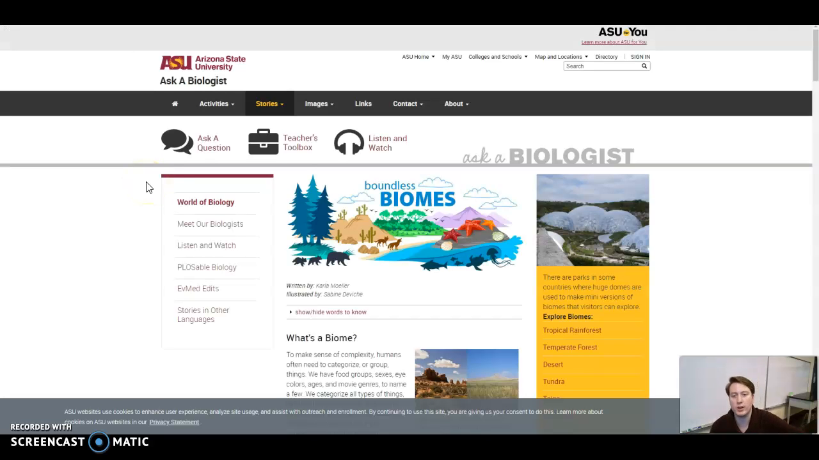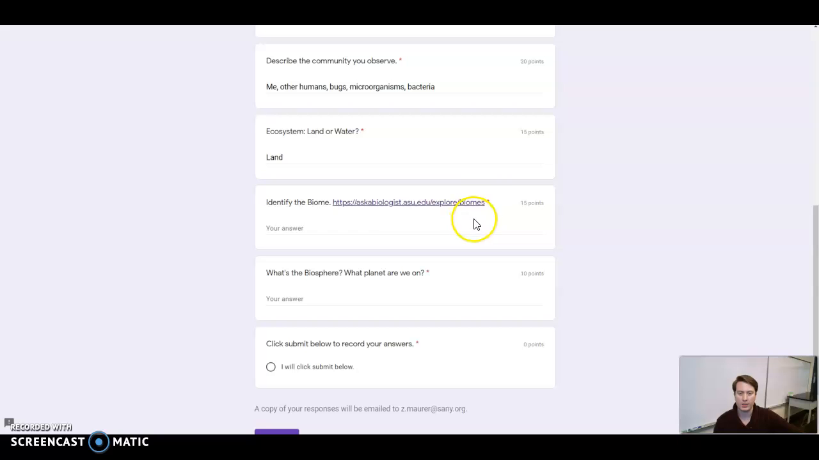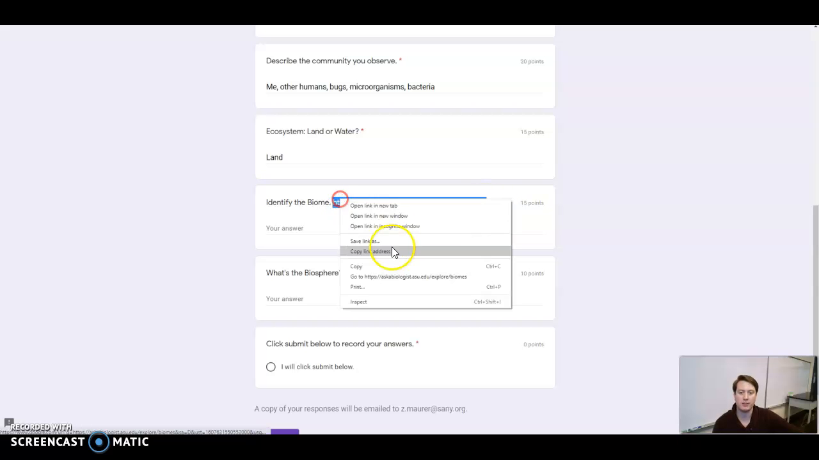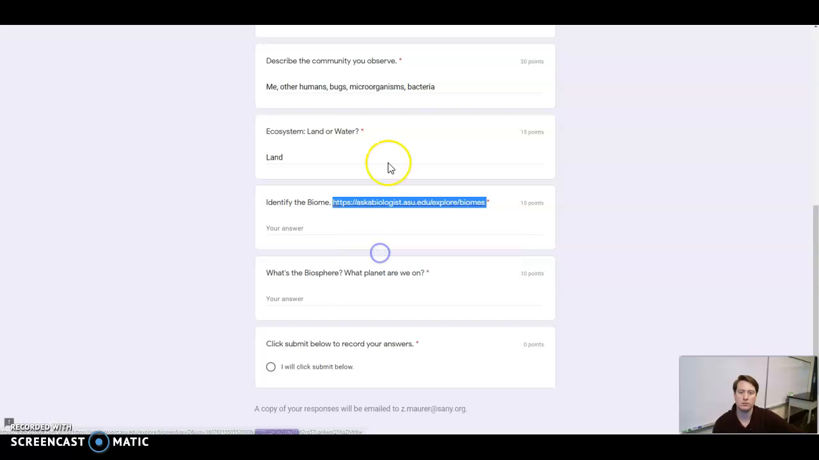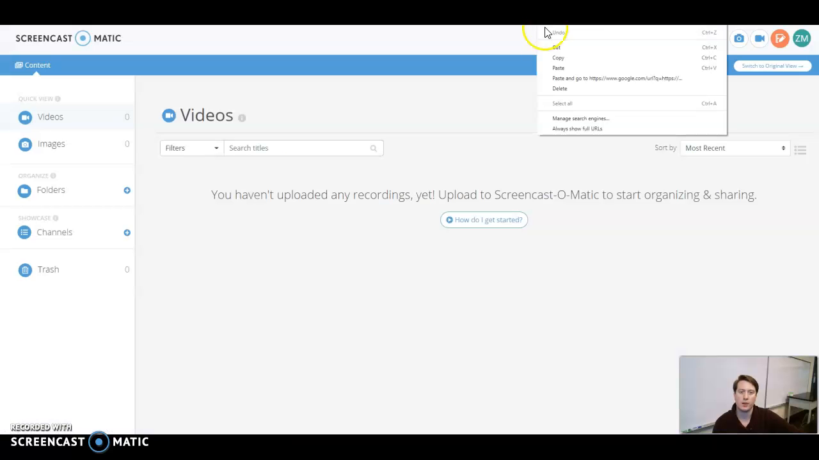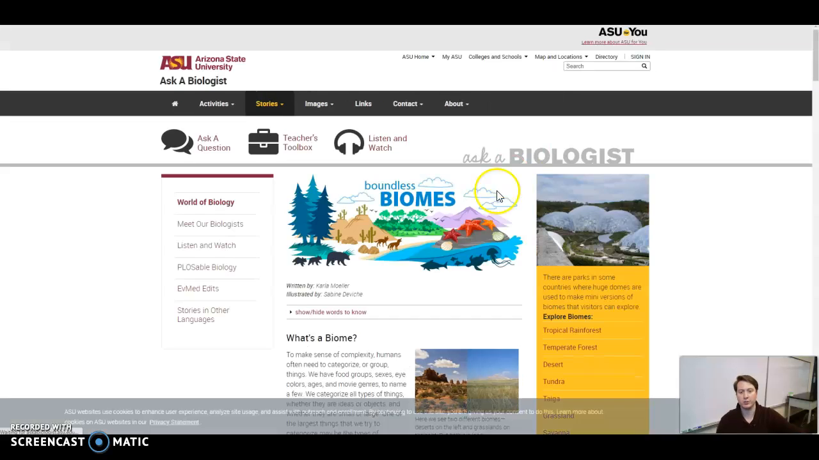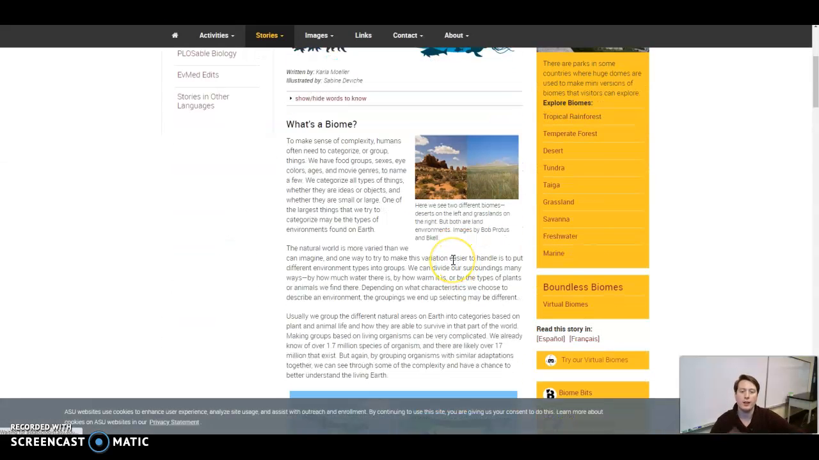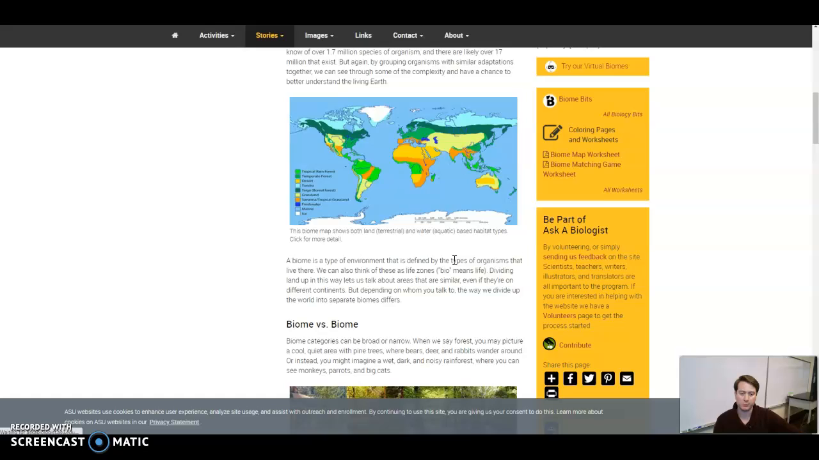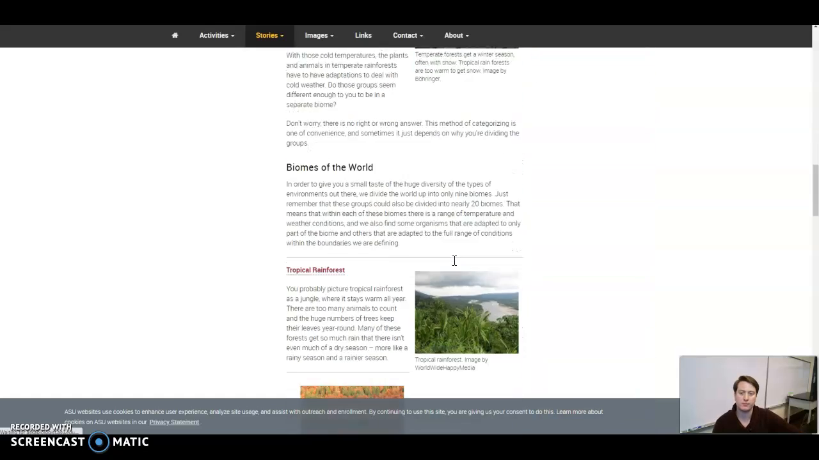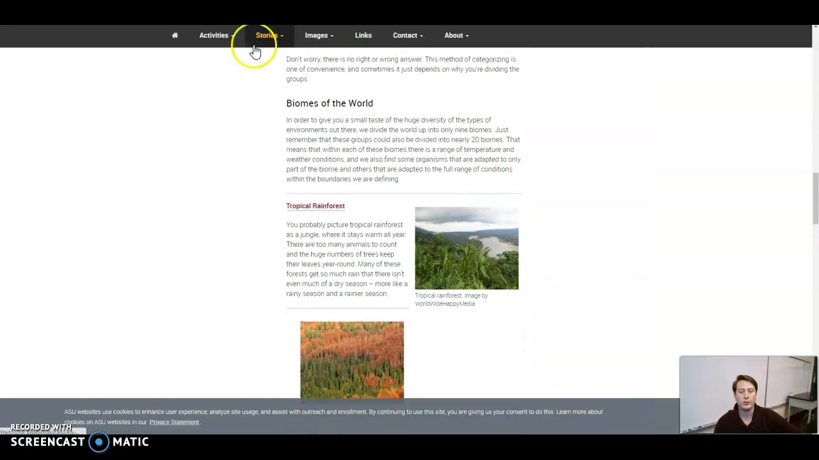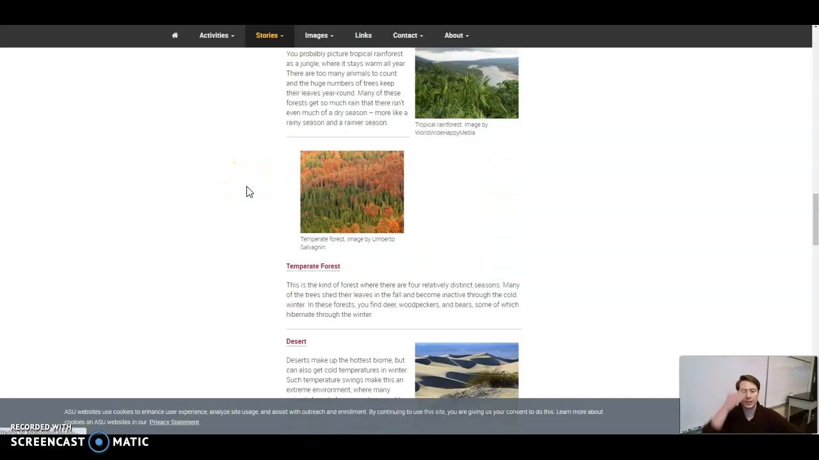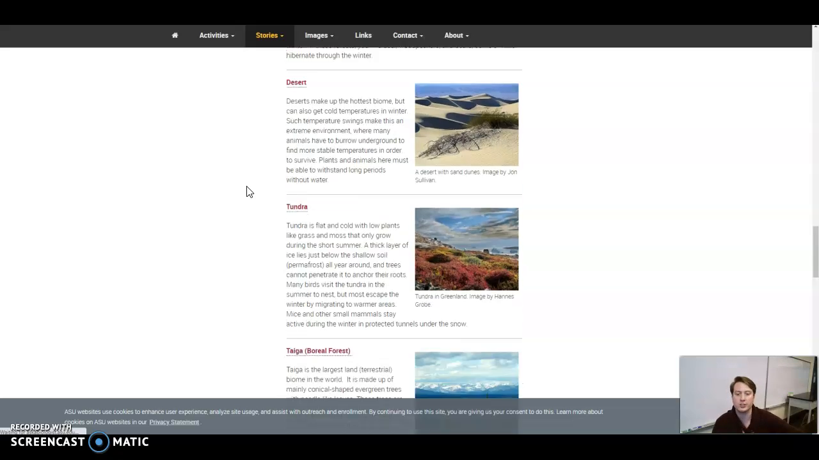Okay, so the page loaded. I had a little bit of trouble with it. If it doesn't load for you, you may need to copy and paste and go to it. It's going to talk about different types of biomes and give you different examples of biomes in the world. Rainforests, temperate forests, deserts, tundras.